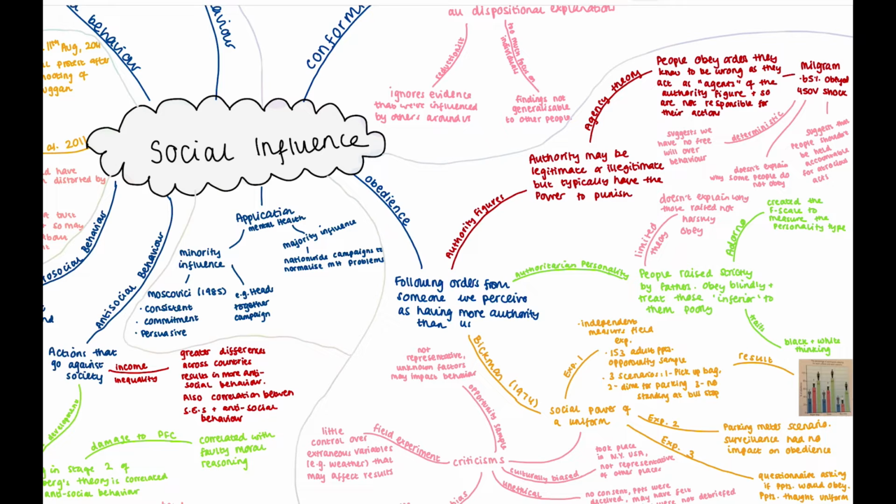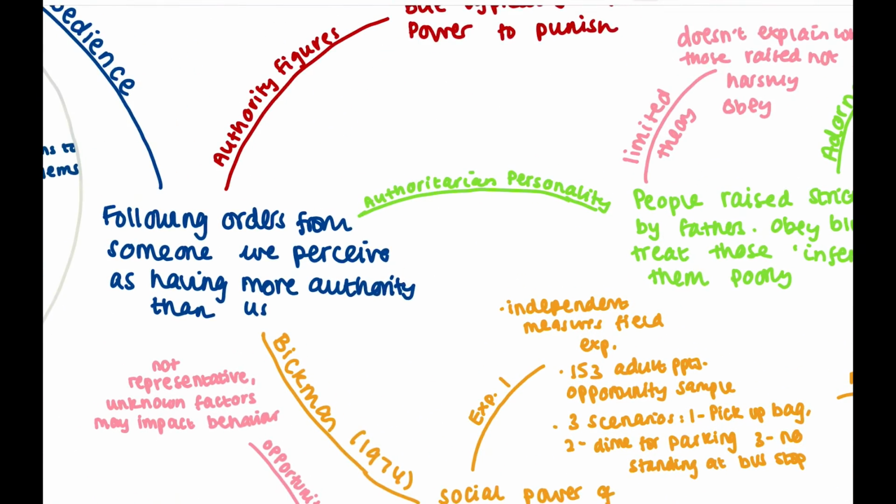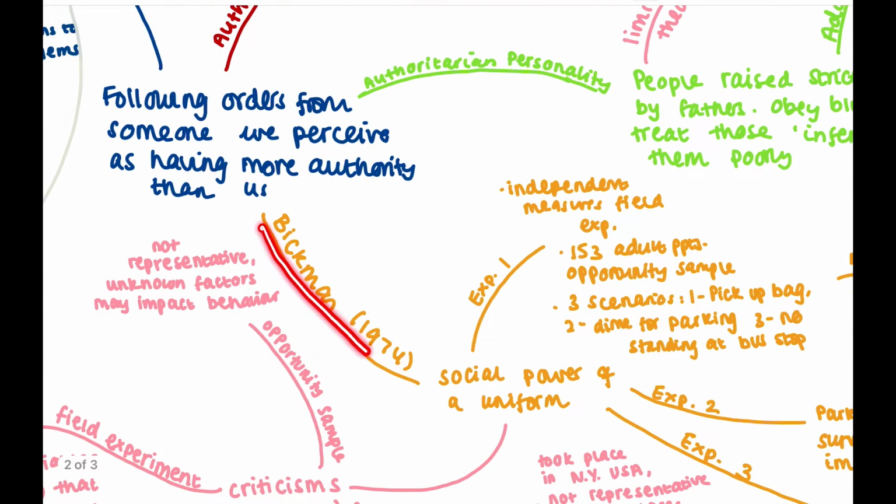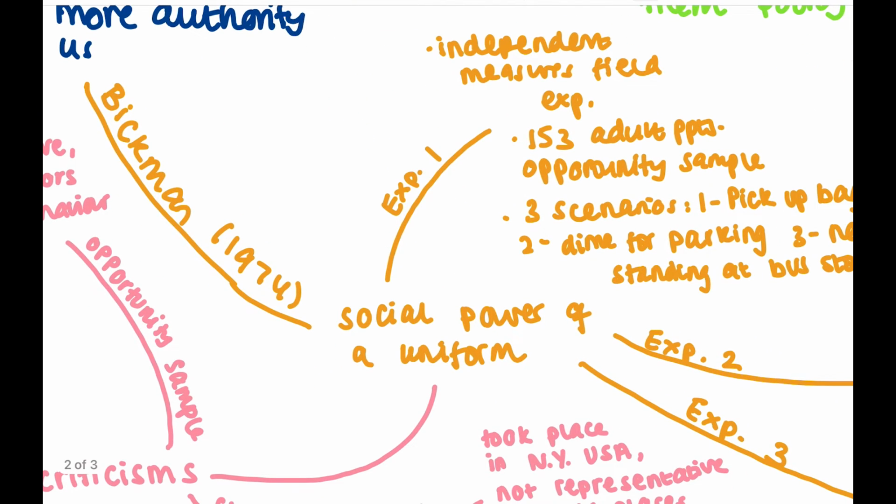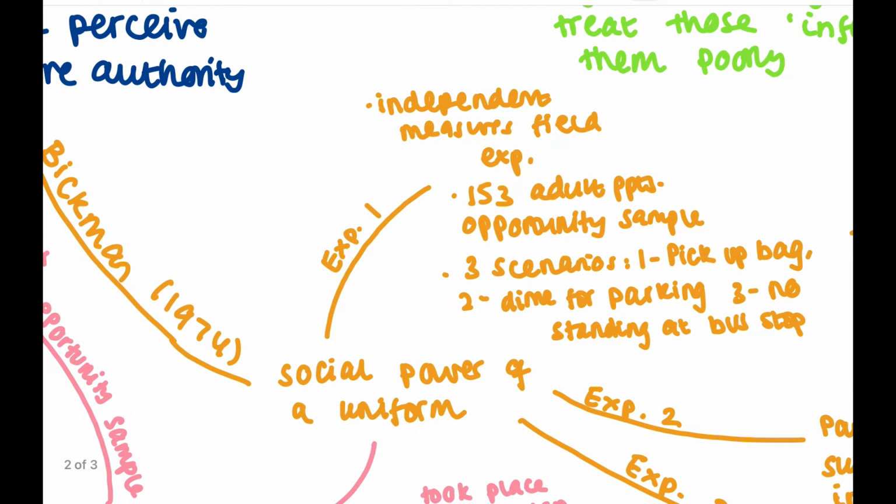Now, related to the topic of obedience, there is the first of the core studies in the social influence topic, and that was conducted by Bickman in 1974. Now, Bickman was interested in the social power of a uniform. So will people obey orders from someone in plain clothes, someone in a low authority uniform, which was a milkman, and someone in a high authority uniform, which was a guard? So he did 3 experiments.